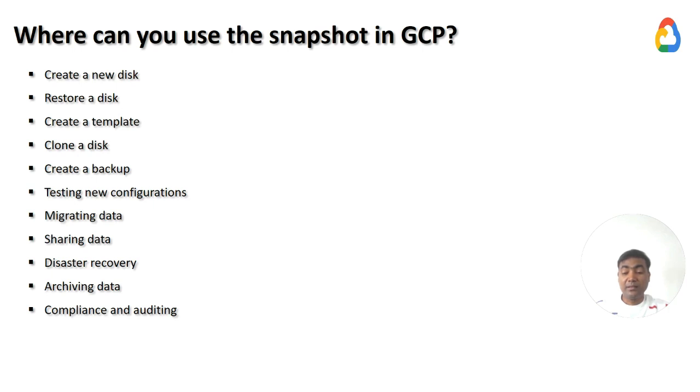Archiving data: you can use an archive snapshot to archive data that you need to keep for a long period of time but do not need to access frequently. Archive snapshots are stored in a more durable, less expensive storage location than standard snapshots.